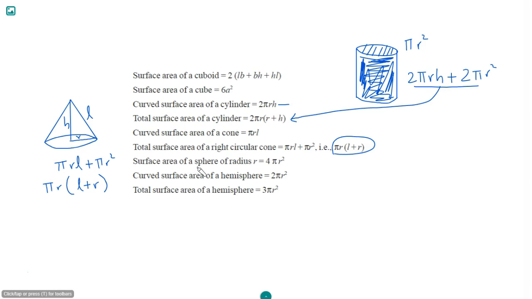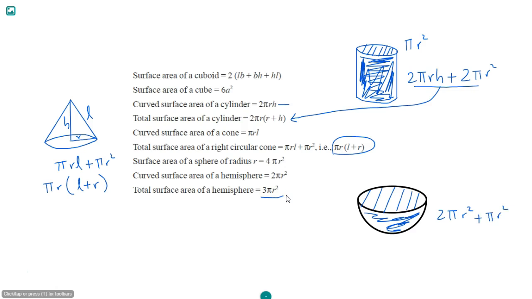For a sphere, there is only a curved surface area because it has just one surface. So the surface area of a sphere is 4πr squared, where r is the radius. For a hemisphere, you have a curved surface area which will be half of the surface area of the sphere. So the curved surface area of the hemisphere is going to be 2πr squared, because the area of a sphere is 4πr squared. Now if you want to find the total surface area, you need to add the area of this circle, which is πr squared. So you'll have 2πr squared plus πr squared, which is 3πr squared. That's how you get the formula here, total surface area of a hemisphere.